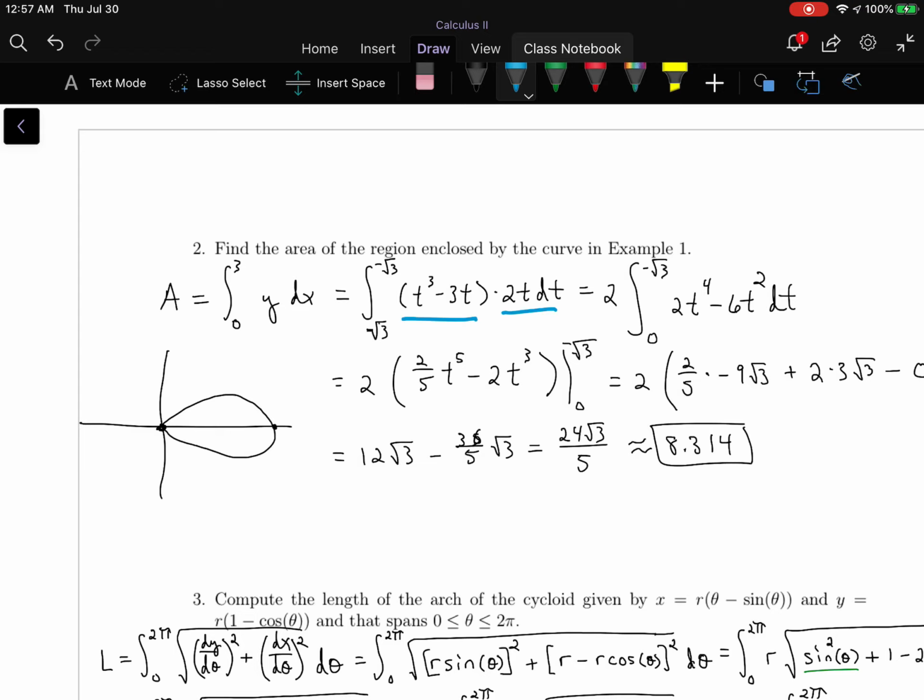If you don't see it, you could always switch them, and when you get your answer, you're just going to have a negative value, which should ring a bell and say, okay, I must have my bounds flipped. That's all having a negative answer is going to mean, that you probably switched them. But by symmetry, I could just do 2 times half that interval, and so I went from 0 to negative root 3. And this polynomial is pretty easy to integrate, so after you integrate and you evaluate, you get the answer of 8.314 for the area.